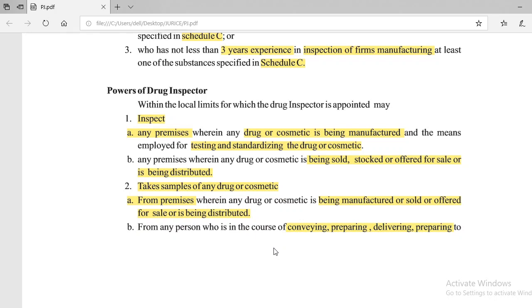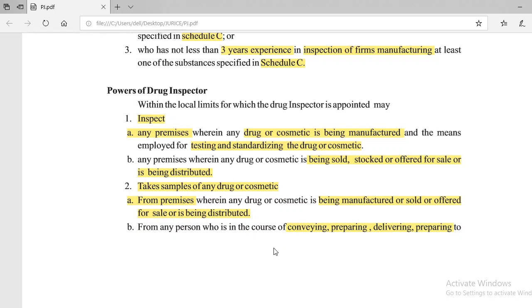Means the drug inspector can take samples from any medical shop, any wholesale shop, any pharmaceutical warehouse, any pharmaceutical company. Means anywhere he thinks that a sample should be analyzed, from there he can take the samples of any drug or cosmetic.